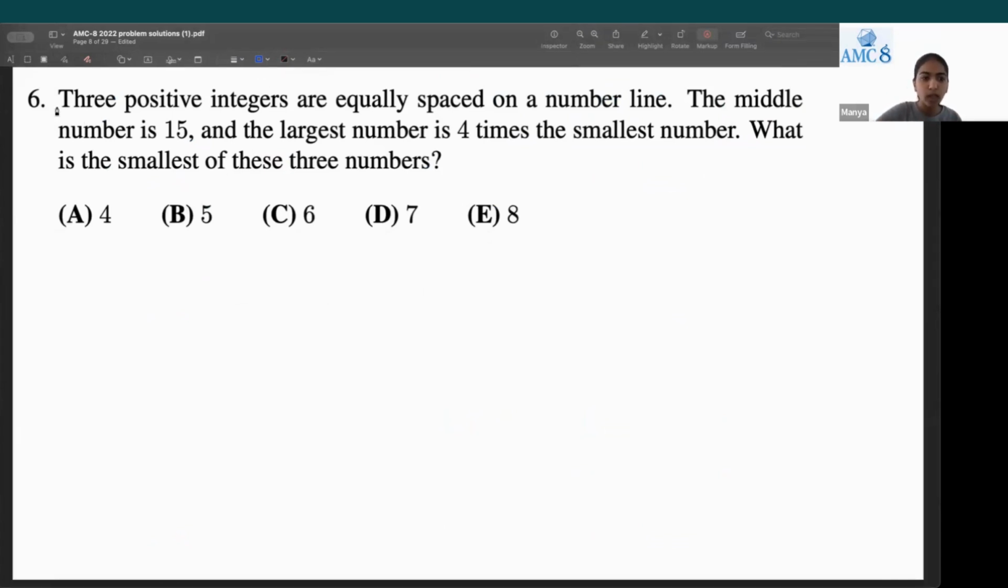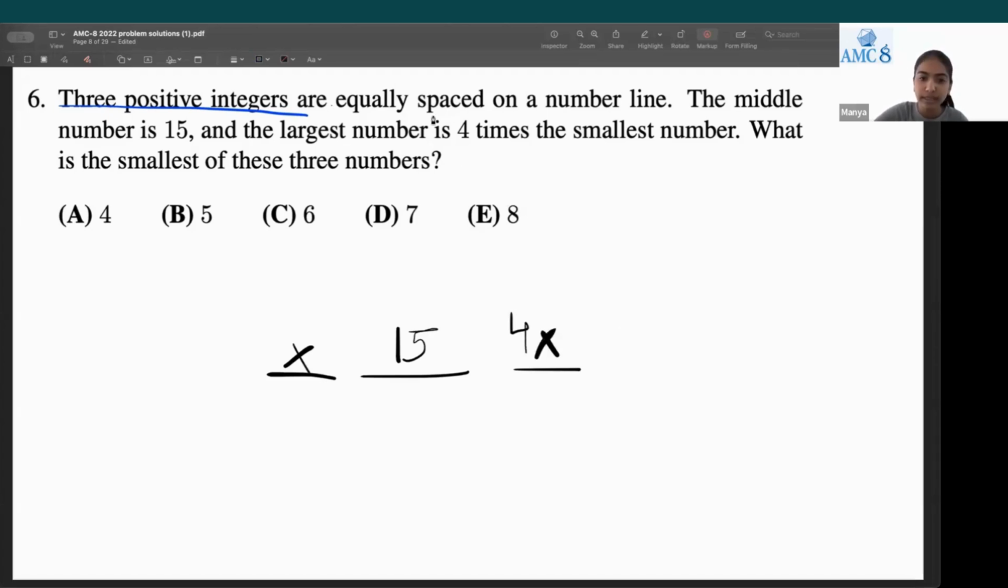So we know that 3 positive integers, meaning that the number cannot be a negative number, they're all spaced equally on a number line. The middle number is 15, and the largest number is 4 times the smallest number. And so if the smallest number is x, then the largest would be 4x.